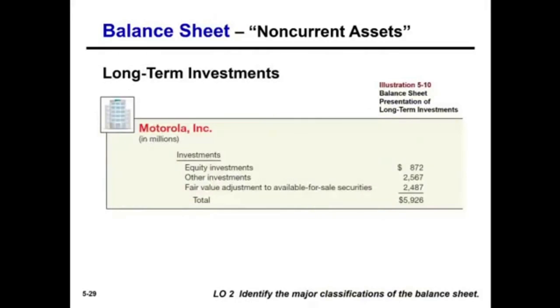So this is the Motorola long-term investment section. Notice they have equity investments, which is stocks. They have other investments, and they have fair value adjustments to available for sale securities. You don't have to worry about this fair value adjustment, at least now, but later, chapter 17 will cover this topic. In chapter 17, we're going to talk about investments and how to account for them.